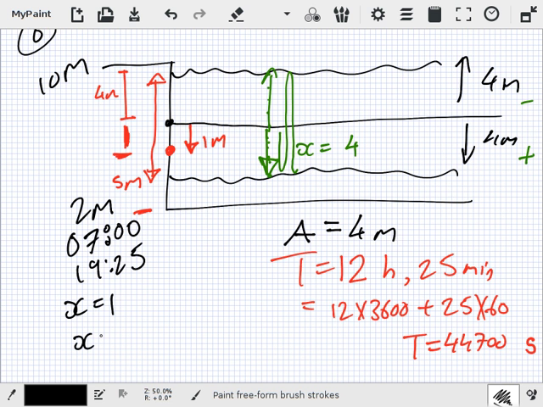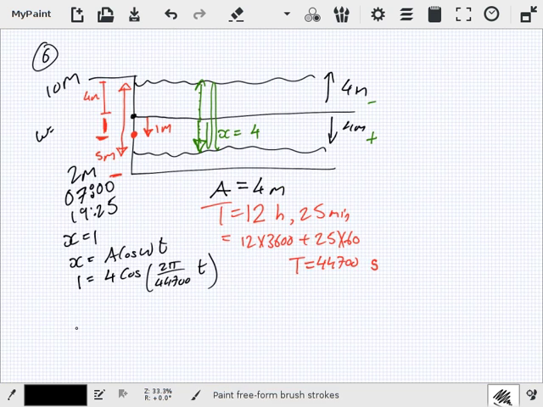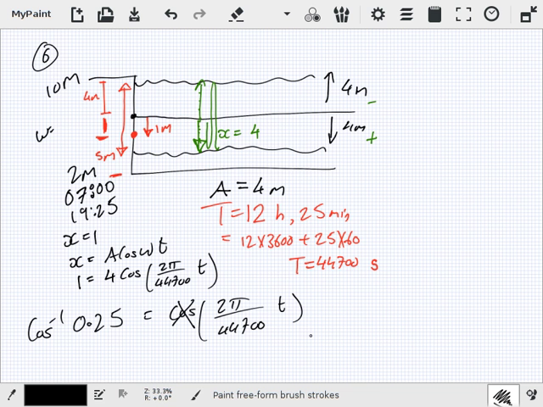So if we use the formula x equals A cos omega t, we get 1 equals 4 cos omega t. Did we work out omega? No, but omega is 2 pi over T. So that's 2 pi over 44700 t. Okay, nearly finished. So that's 0.25 equals cos 2 pi over 44700 t, because we divide by 4. So you can do cos inverse, and then you can get t is 44700 over 2 pi cos inverse 0.25. In radian mode, what do we get?